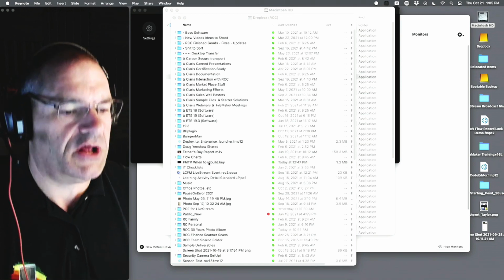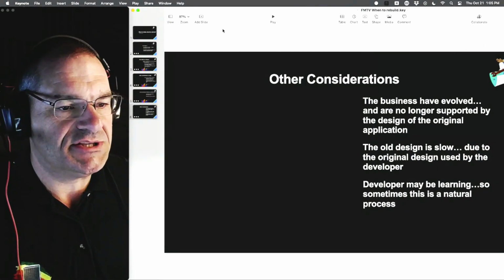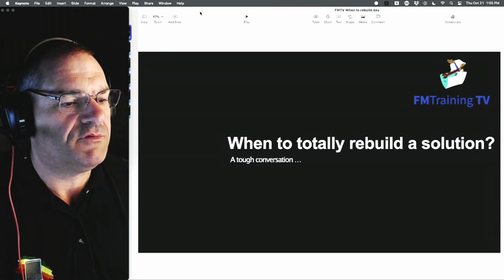I want to start this conversation off briefly, but I've got contributing folks here to help, and this is about the considerations of when to rebuild your FileMaker solution.